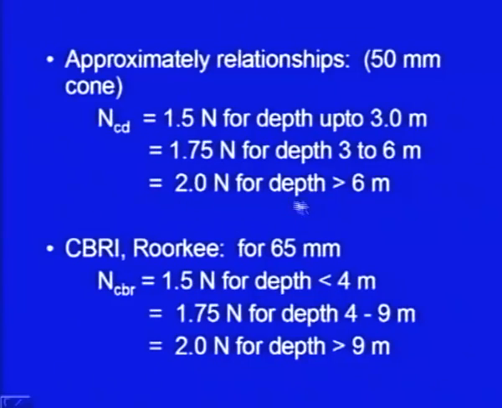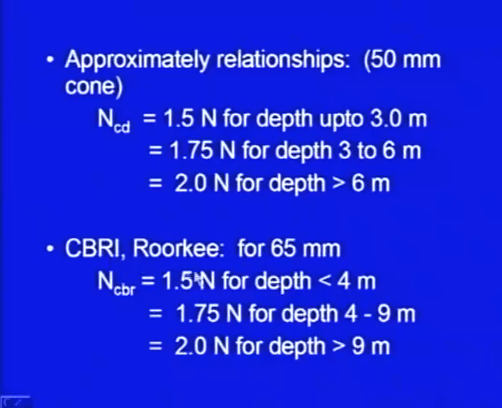Similarly, if the depth is more than 6 meter, then NCD is roughly 2 times N. You can see this coefficient is increasing with depth. It is probably because in case of the DCPT, there is a lot of friction which acts on the side of the drilling rods. So, this factor becomes higher and higher. When you use this expression, again it is suggested that it should be used with caution and it should be confirmed with some SPT tests.